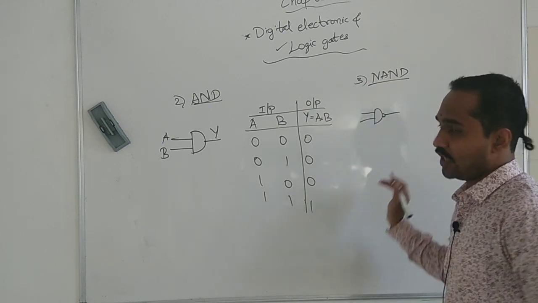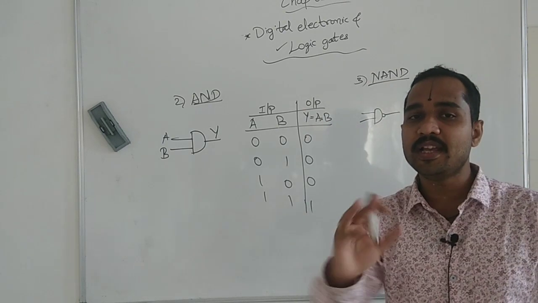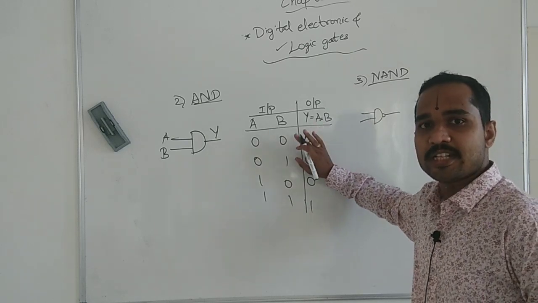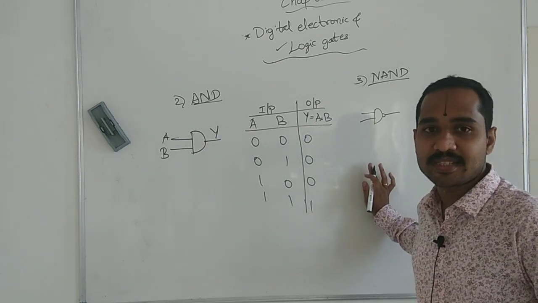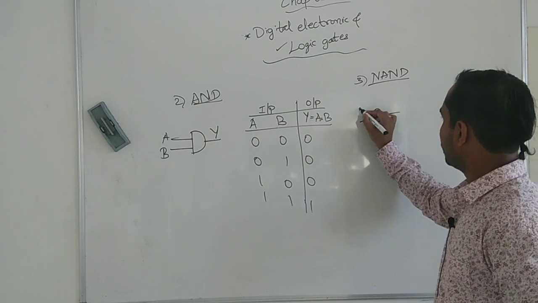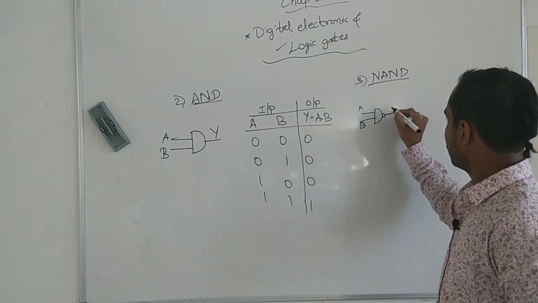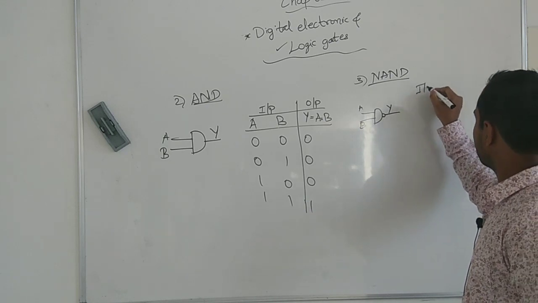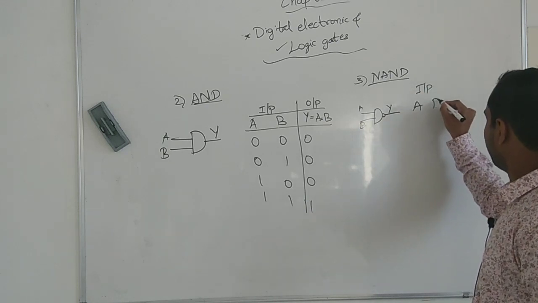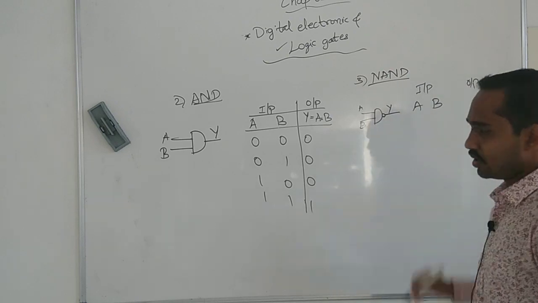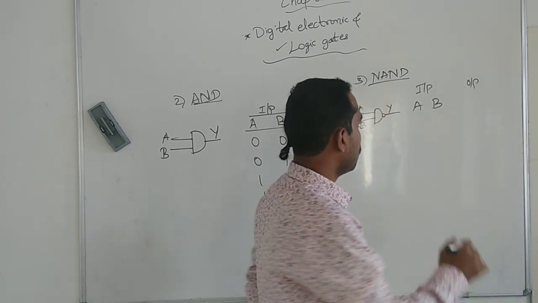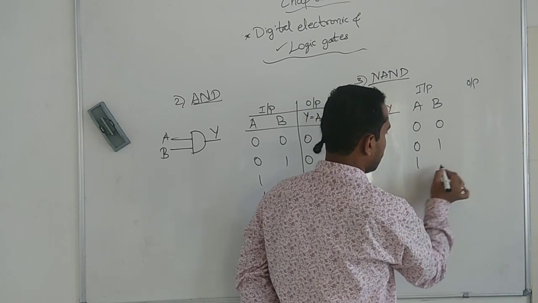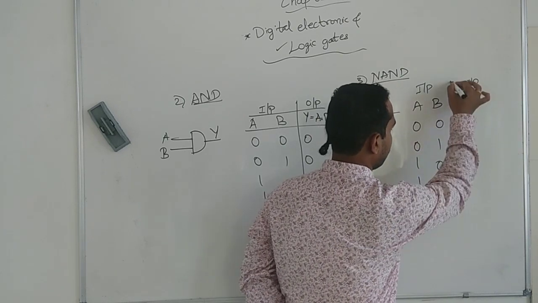This bubble will represent that it is being inverted. Whatever output is there for AND, it is being inverted. That is NAND. So, if it is A, B, Y, how will the truth table be? So, input A, B and output. See the combinations: 0, 0, 0, 1, 1, 0, 1, 1.